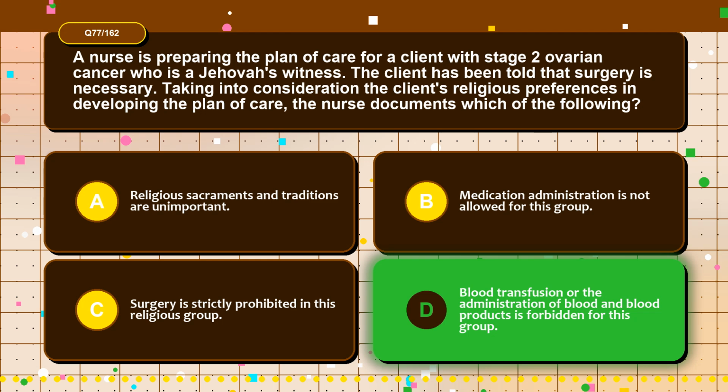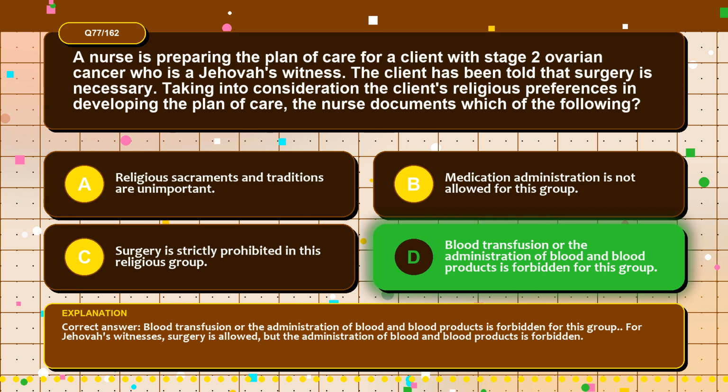The correct answer is option D. Blood transfusion or the administration of blood and blood products is forbidden for this group. For Jehovah's Witnesses, surgery is allowed, but the administration of blood and blood products is forbidden.